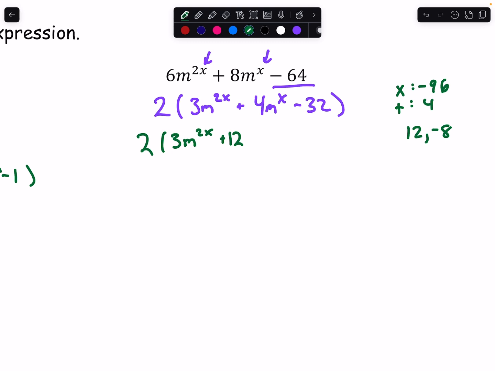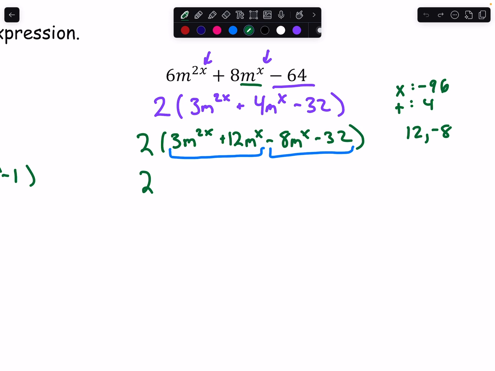And make sure you put the correct variable with that. It would be m to the x, because we're splitting up that 4m to the x in this case. Minus 8m to the x minus 32. We do our factor by grouping, first 2 terms, second 2 terms. So don't forget the GCF out in front.